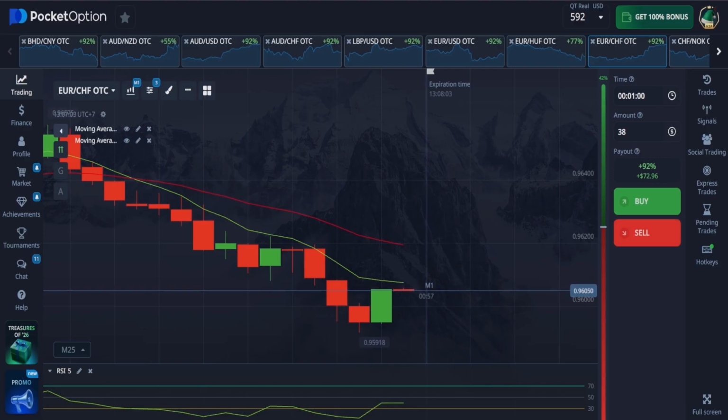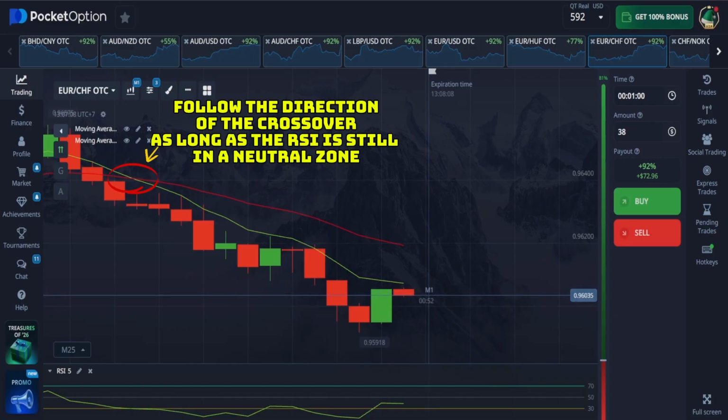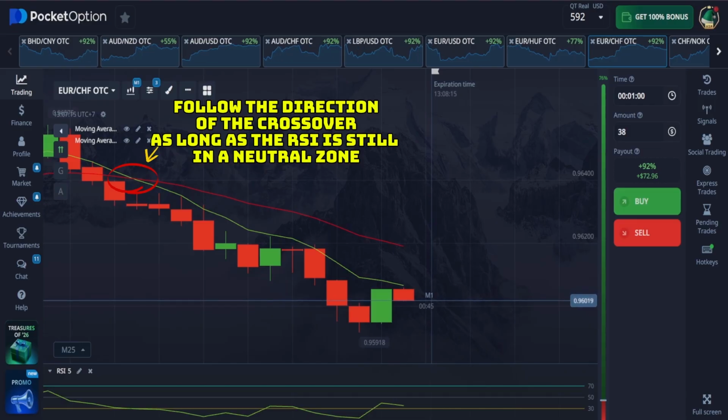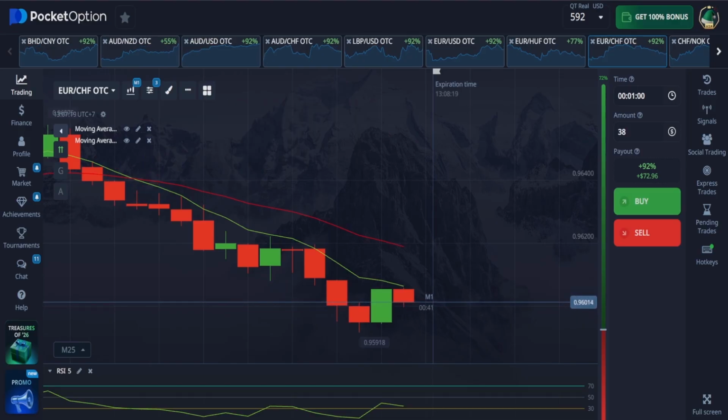Let me briefly explain the logic again. I use EMA 7 and EMA 20 to read direction and momentum. When there is a crossover between EMA 7 and EMA 20, I can follow the direction of the crossover as long as the RSI is still in a neutral zone, meaning it is not overbought and not oversold. This tells me that momentum is still healthy and the market still has room to move.